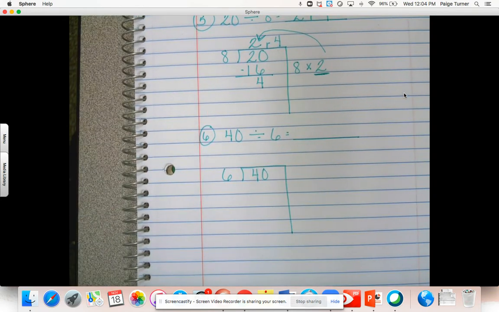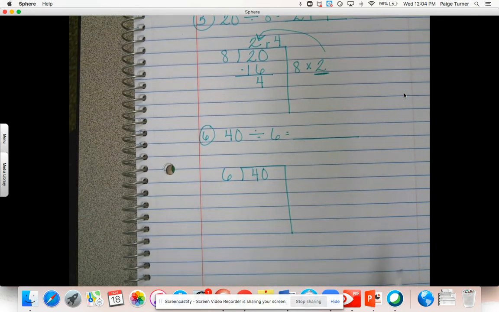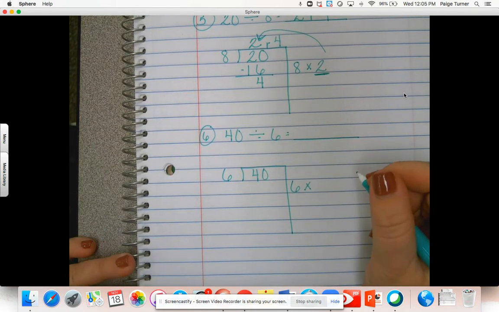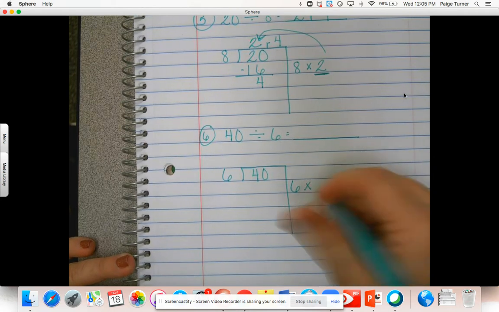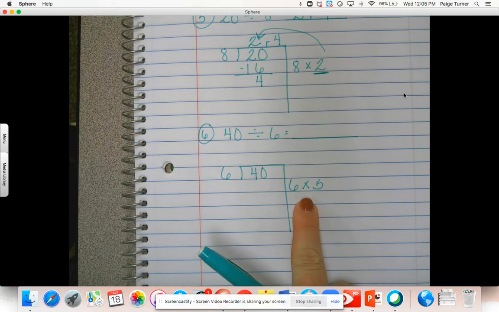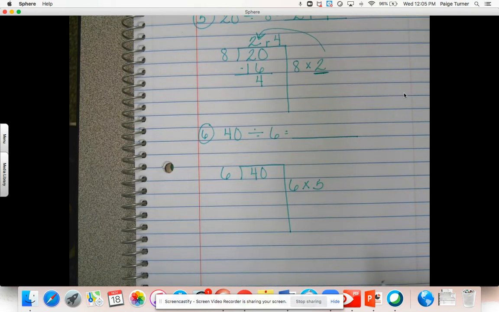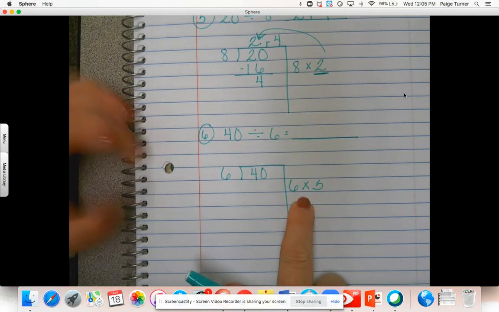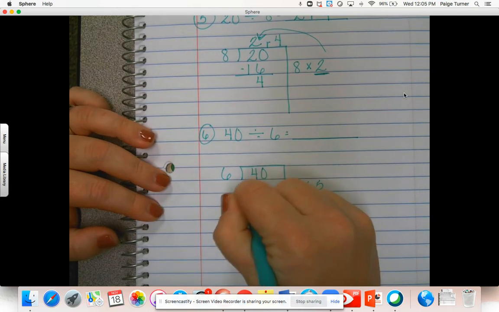All right, so we want to know how many times will 6 go into 40. So 6 times what number will get me close to 40? So I'm thinking 6 times 5. That's a pretty good one. Let's do 6 times 5. That's a pretty easy fact. And the whole point of this over here when we're multiplying, guys, keep it easy. If you're sitting there having to count on your fingers and you're trying to do 6 times 13 or 6 times 14, that's not easy. Make it easy facts that you pretty much already know, like 6 times 5. 6 times 5 is 30.